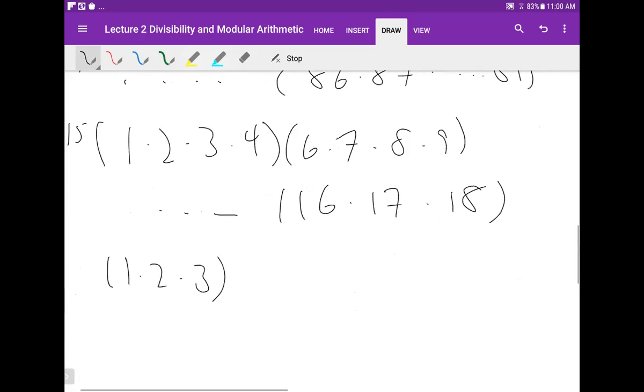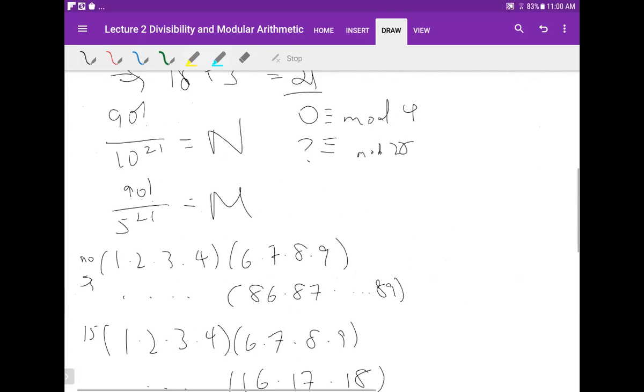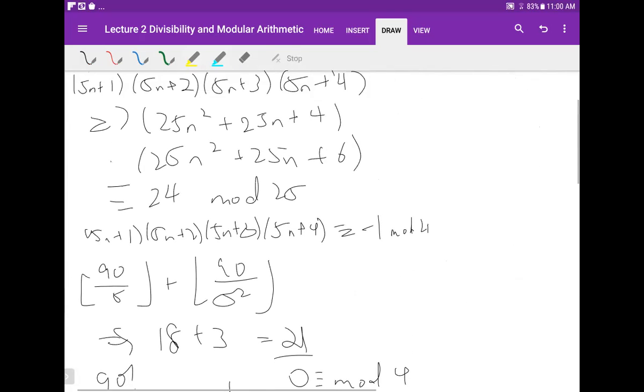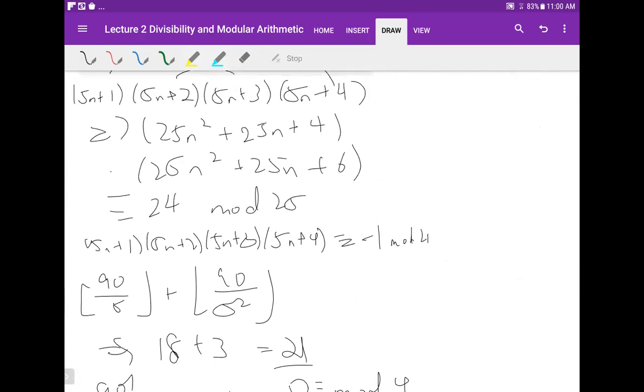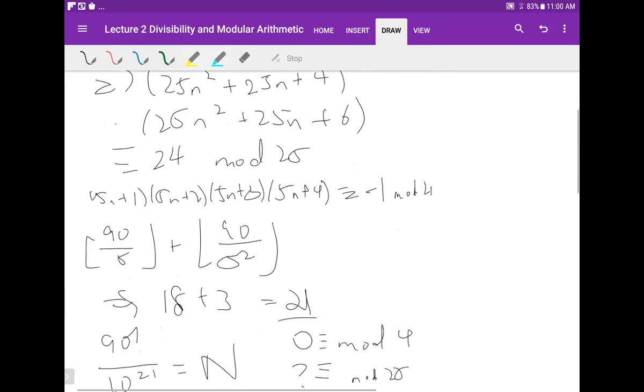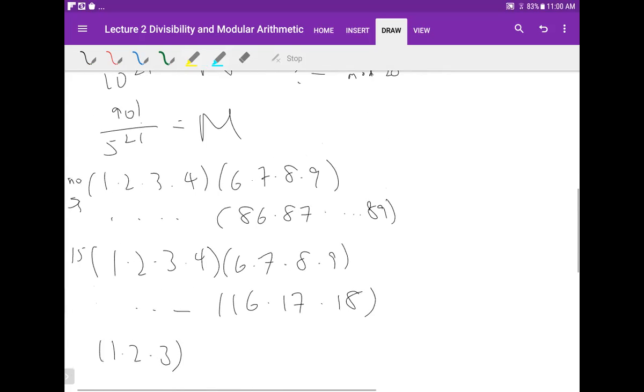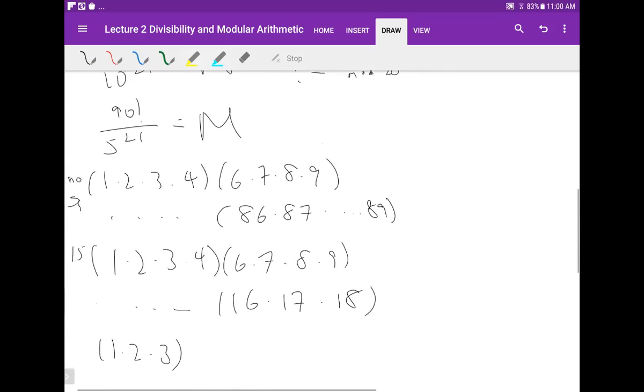And then what we can finally do is use our observation from before. Well, 1 times 2 times 3 times 4 is -1 mod 25, right? So all of these are equivalent to -1. This here is equivalent to -1 to the 18th power, mod 25, and that's just 1, right? So this is 1 mod 25.